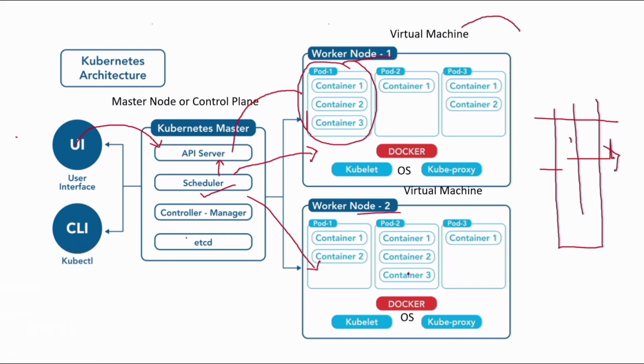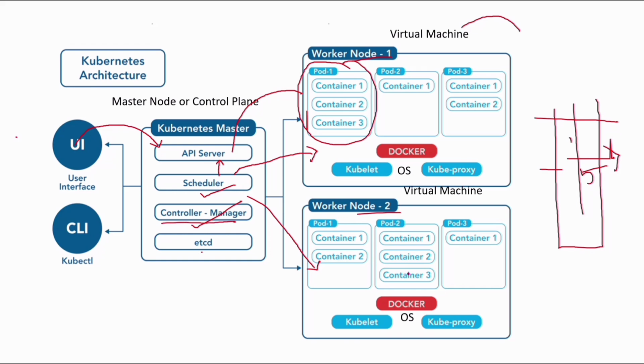Next is the controller manager. The controller manager is responsible for checking that the entire cluster is working properly. It has controllers like the node controller, which checks whether the worker nodes are healthy. And there is another controller called the replication controller. Assume we are asking for 5 pods in the YAML file. The replication controller will check whether the 5 pods are running on the 2 nodes or not. So this is the main concept of the controller manager.